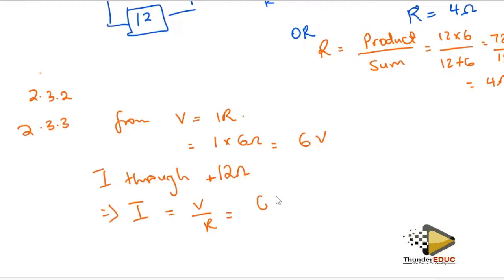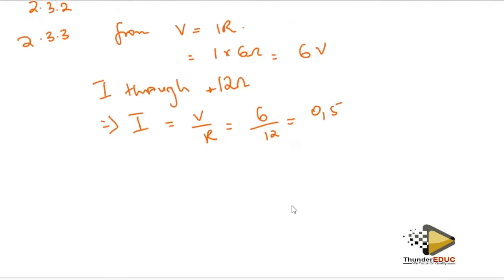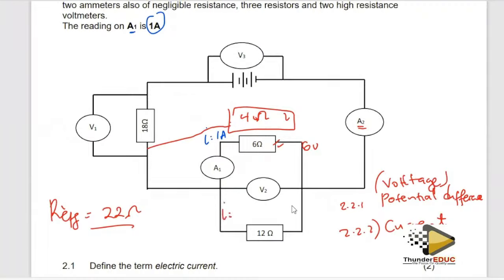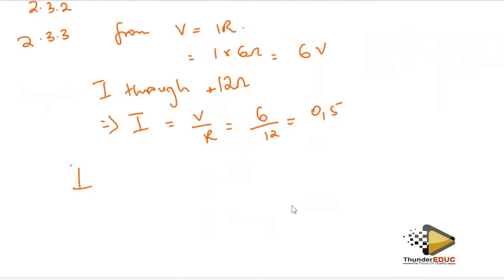Okay, so current through the 12 ohm resistor. My voltage is 6 over the resistance, which is 12. 6 divided by 12 must give me 0.5. Is that true? 6 divided by 12 is 0.5, yes. So the current through this is 0.5. And if this 0.5 comes through this, and the 1 also comes through that, it will be a combination, so that my current I on A2 is going to be 1 plus 0.5, and that's going to give me 1.5 amps.